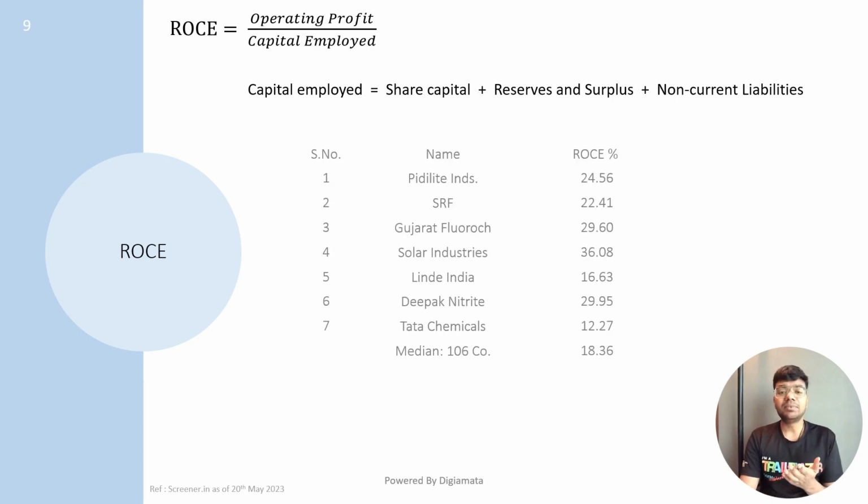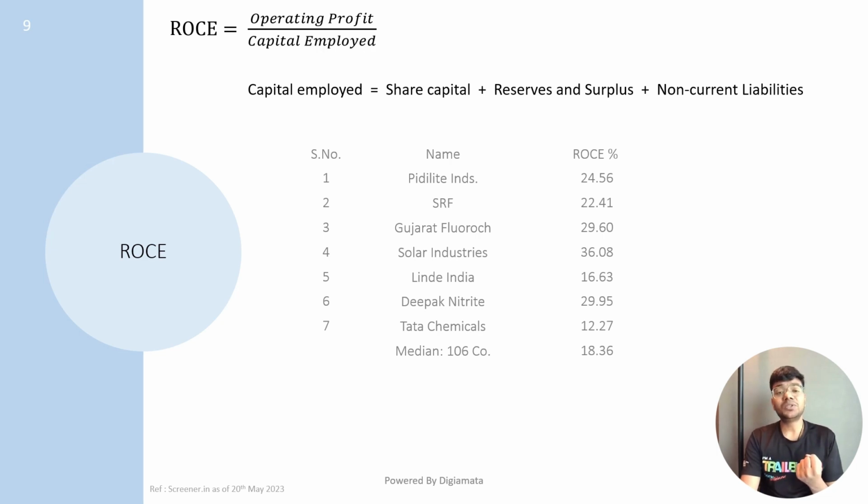Now let's take an example of the same Tata Chemicals and analyze it with the peers. So if you can see, Tata Chemicals has a ROCE of 12.27. That would basically mean if we are putting 100 rupees in Tata Chemicals' business, we are able to generate 12.27 rupees in a year. Whereas Pidilite is able to generate 24, and Solar Industries has 36. That means they are able to generate more from the money which is put into the business. Again, the products can be different, but this is a very good method to compare with the peers.